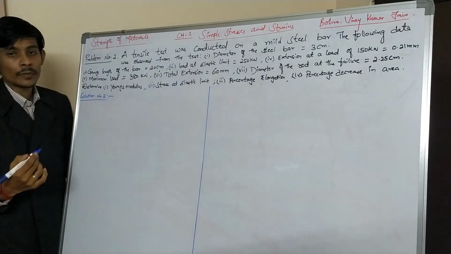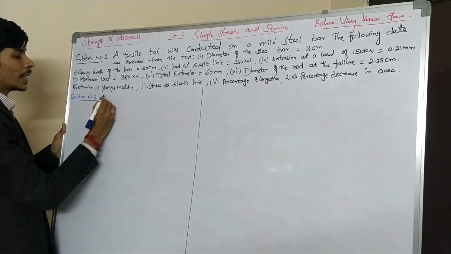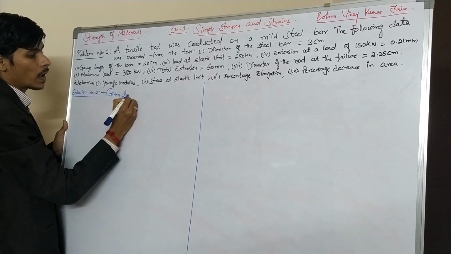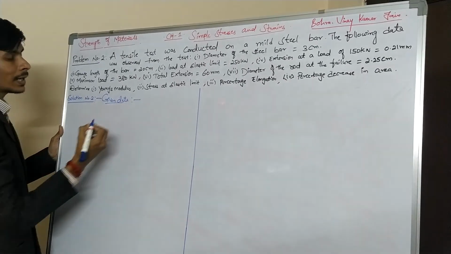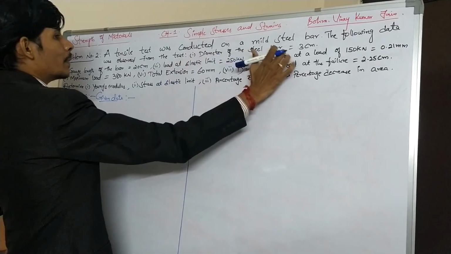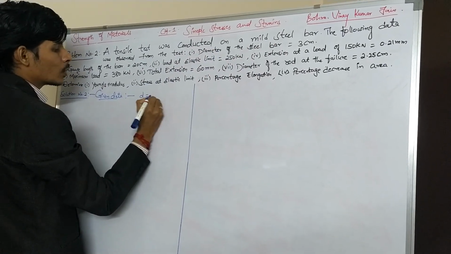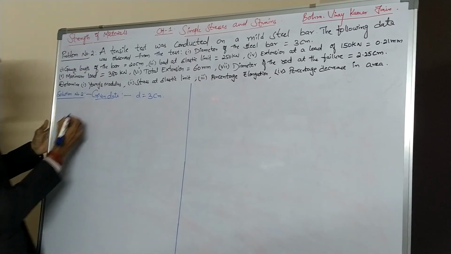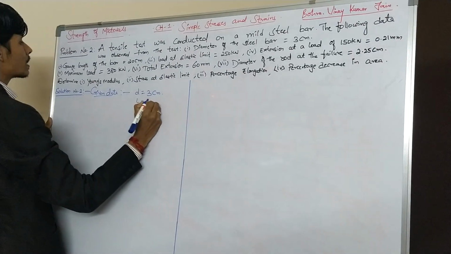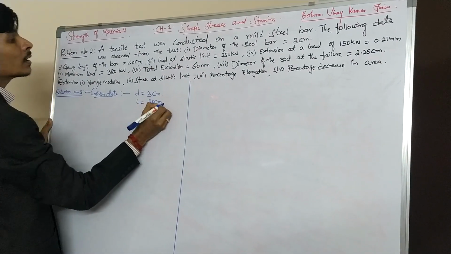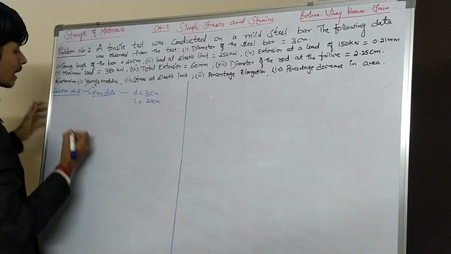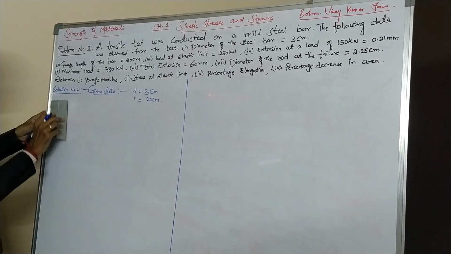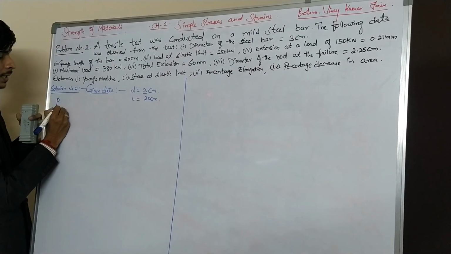Already in the first problem we have discussed the related basic concepts, so I'll go directly through the given data. Given is diameter of steel bar, that is D equal to 3 centimeter. And given is gauge length of the bar. Gauge length is nothing but the original length, that is L equal to 20 centimeter. And given a load at elastic limit. Load can be denoted by P at elastic limit.